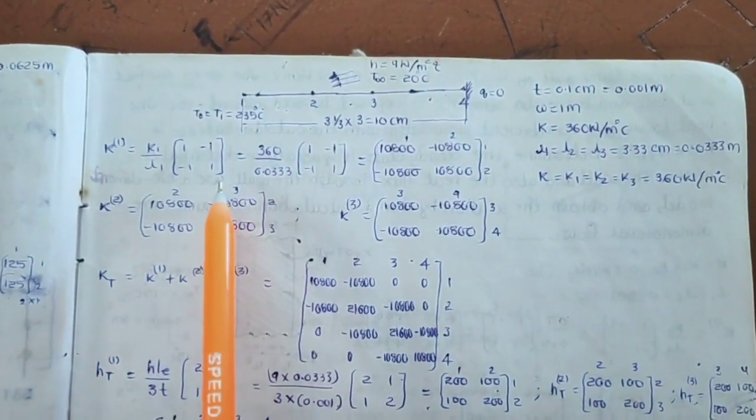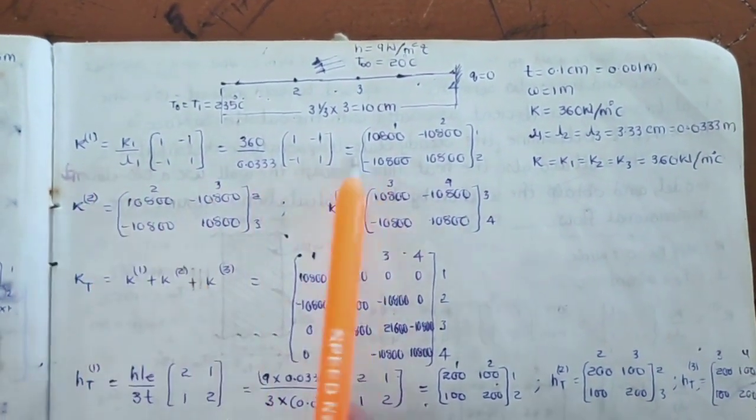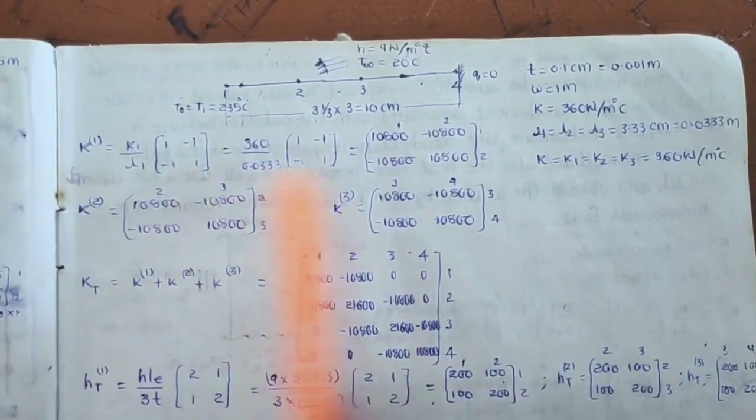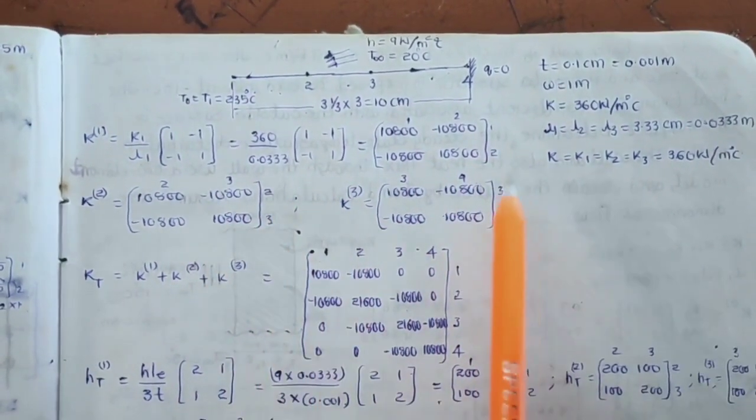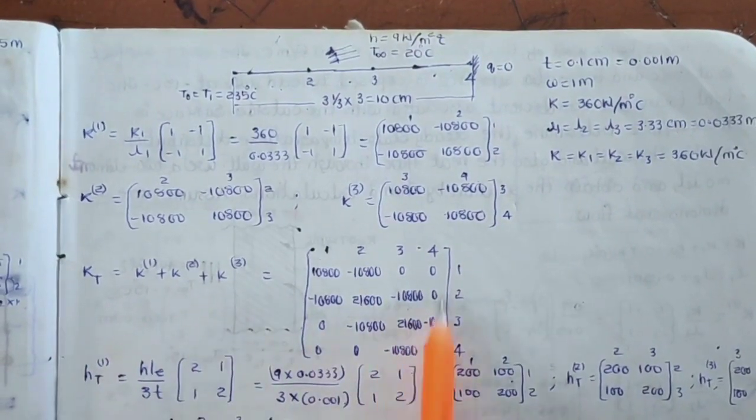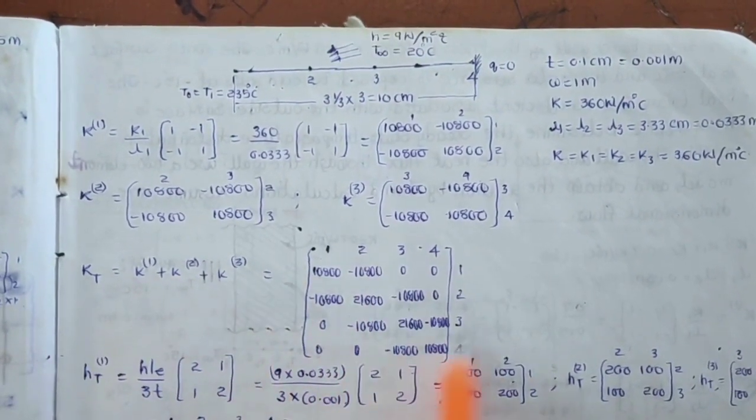Similarly, you get the K1. Same formula, substitute and find out. It's K2 and K3. This is equal to 1 2, 2 3 and 3 4. Now we add all that. This is similar to KT. This you get like this.